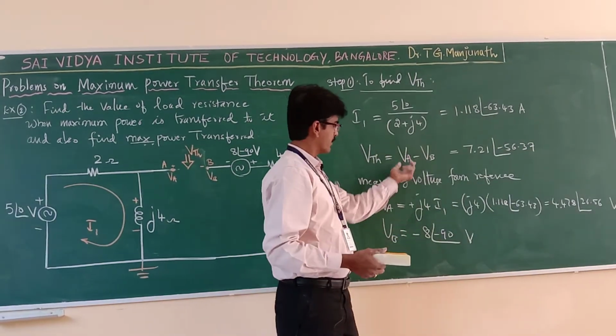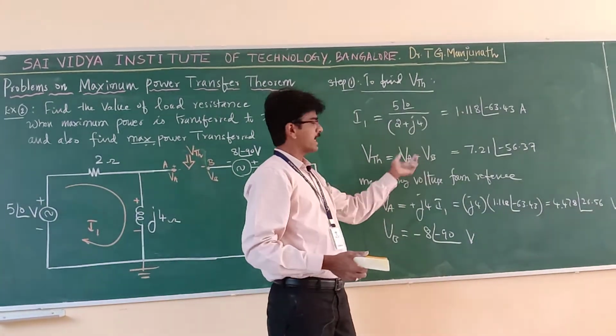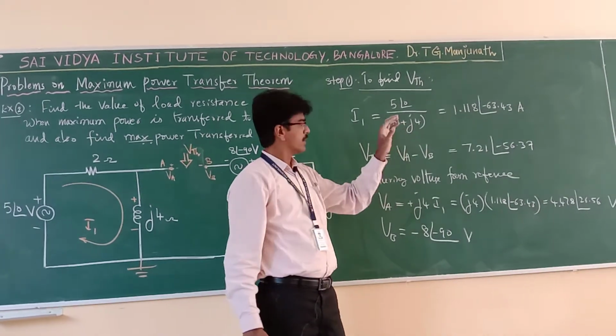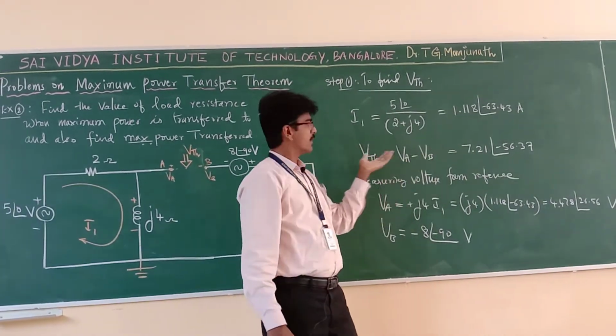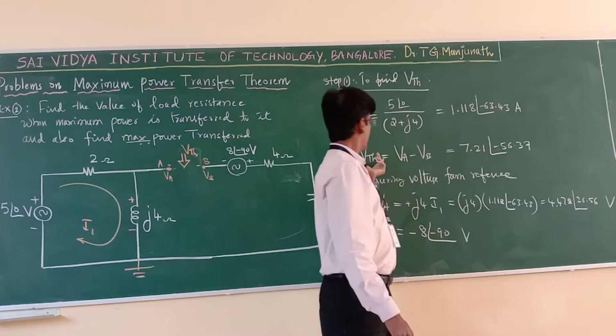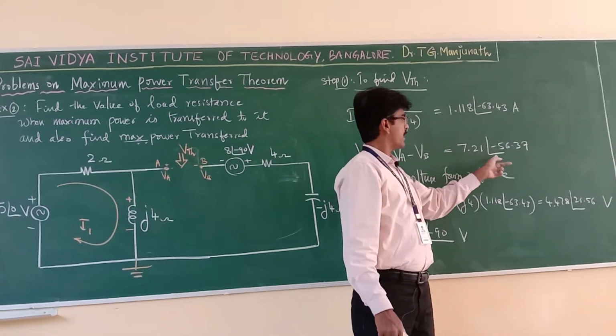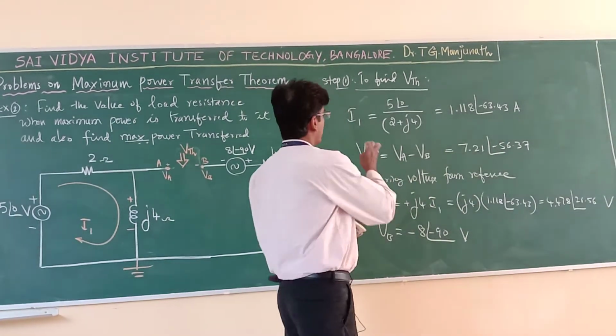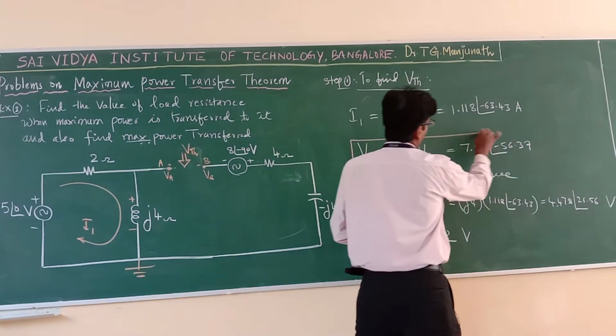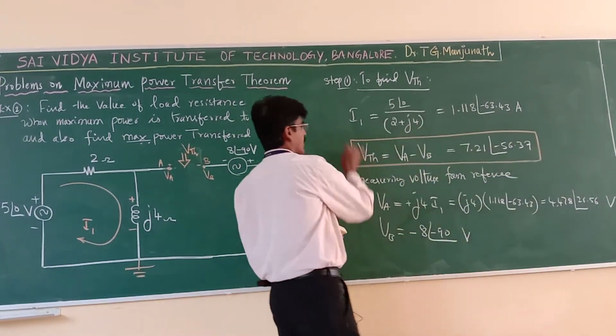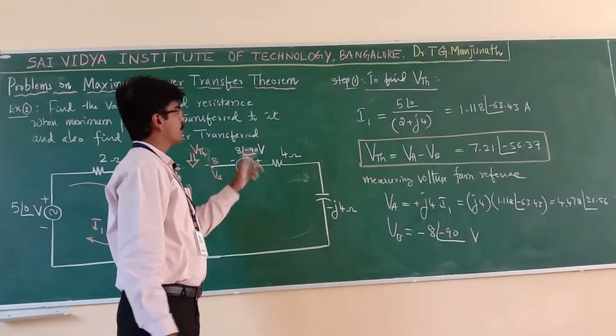Substitute VA here, substitute VB here. Again keep the calculator in complex mode. Enter that value VA, VB. You will get the answer for V-Thevenin is equal to 7.21 at an angle minus 56.37. That is your V-Thevenin.